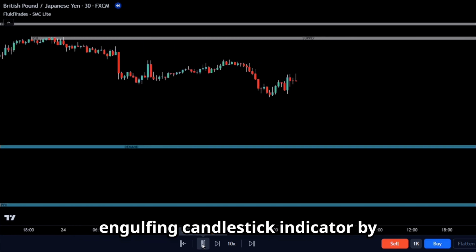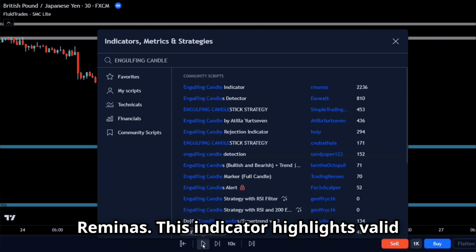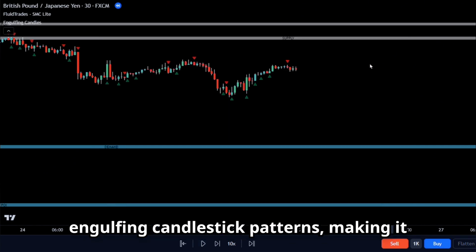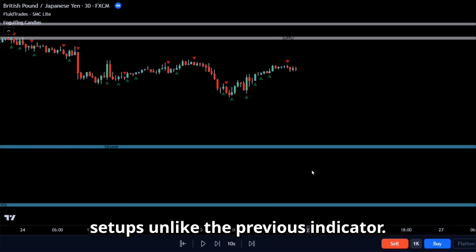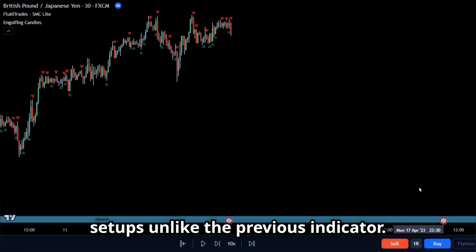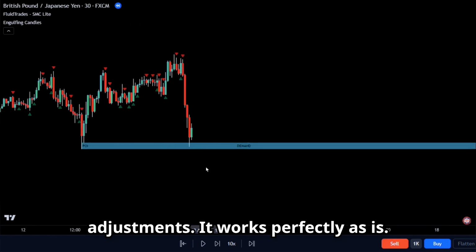Next, we need to add the Engulfing Candlestick indicator by Remunaz. This indicator highlights valid engulfing candlestick patterns, making it much easier to spot potential trade setups. Unlike the previous indicator, this one doesn't require any settings adjustments. It works perfectly as is.